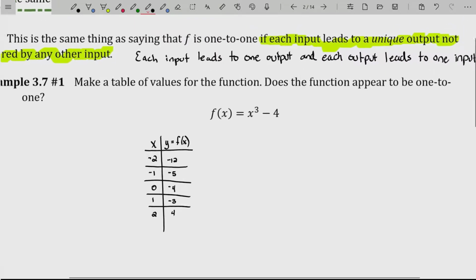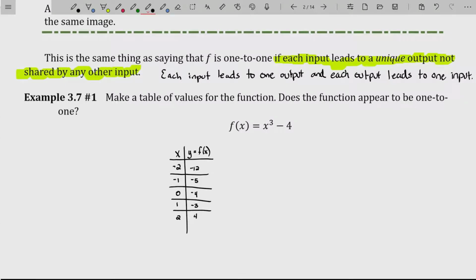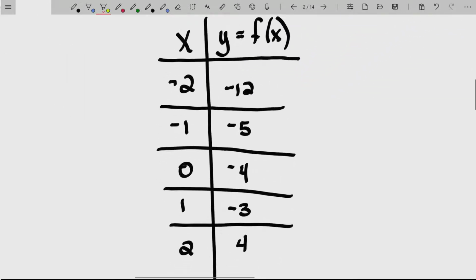Does it appear to be one-to-one? In other words, does each input lead to a single output, which is silly. It totally does. Each input does lead to a single output. That's why I called it f of x, because it is a function. But the real question is, does each output seem to lead back to a single input? And just from this very small list, the output of -12, that only leads back to -2. The output of -5, well, that only leads back to -1, and so on and so forth down the line.